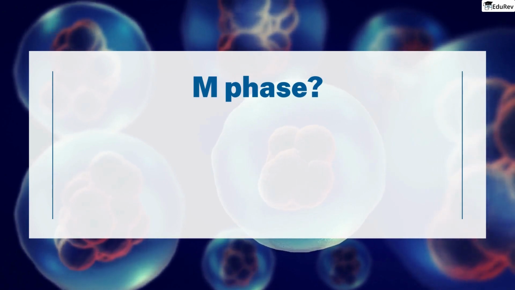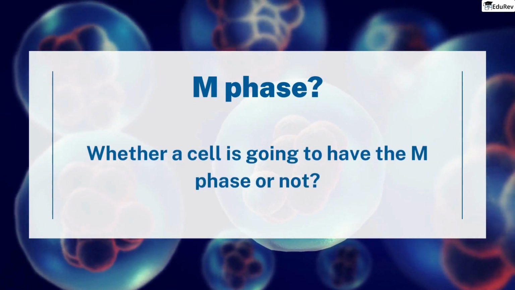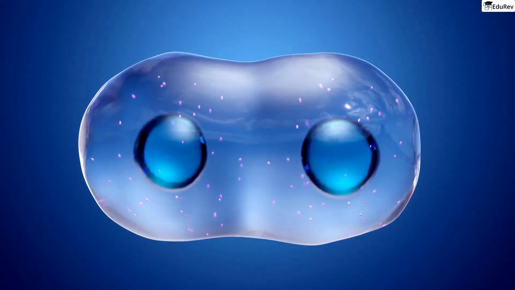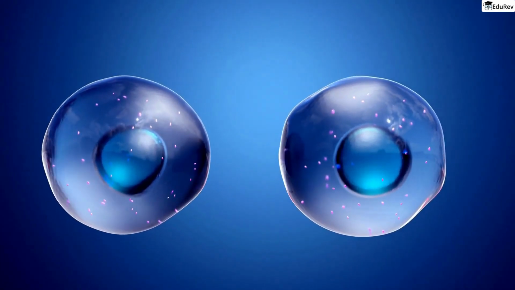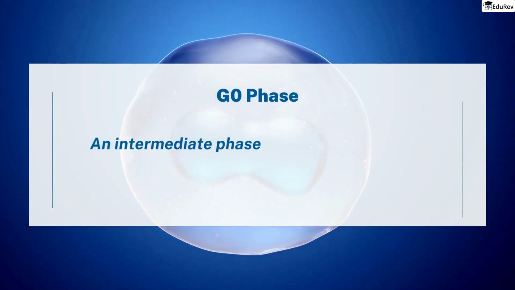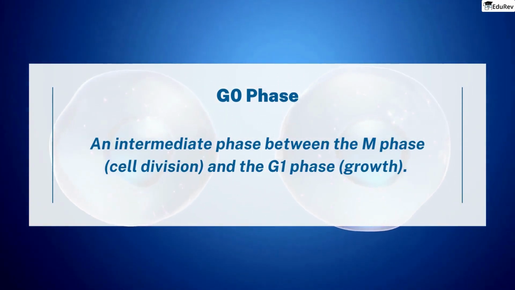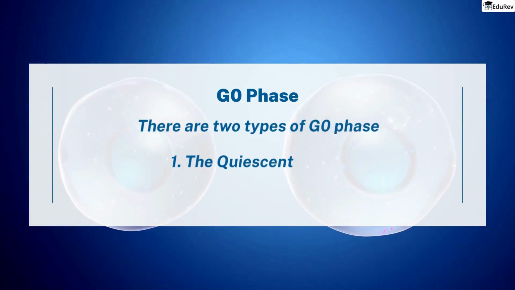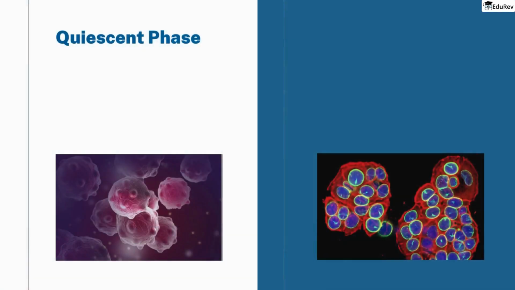No, not yet, because we should know one more intermediate step which plays an important role in whether the cell is going to have the M phase or not. Now, are you curious to know about that intermediate phase? This is the G0 phase, an intermediate phase between the M phase, that is cell division, and the G1 phase, that is growth. Also, there are two types of G0 phase: the quiescent phase and the senescent phase.